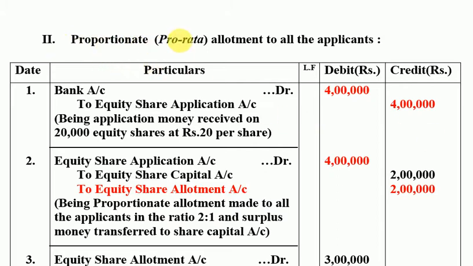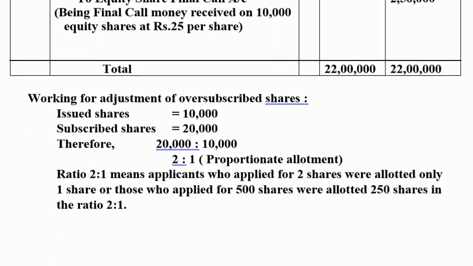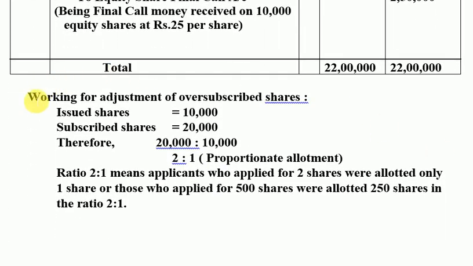Now before we discuss this entry, let us see a small working for pro rata allotment in a fixed specified ratio. So see here, working for adjustment of oversubscribed shares. Issued shares according to our question is 10,000. Subscribed shares according to our question is 20,000. Therefore, we have to take the ratio of subscribed is to issued. Children, subscribed should be written on the left side and issued should be written on the right side. Then only you arrive at the correct ratio.